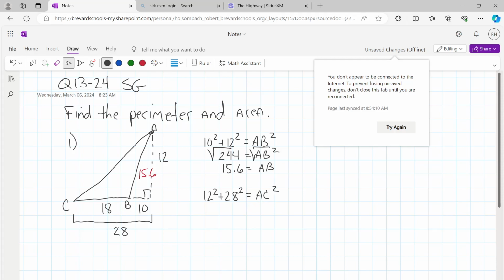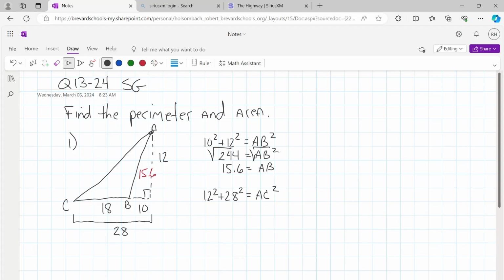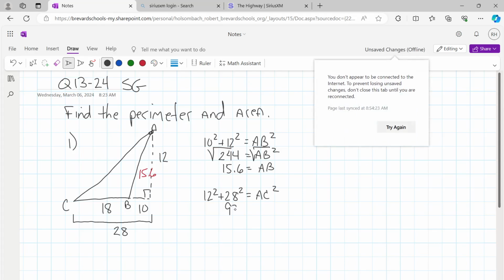12 squared plus 28 squared, 928, equals AC squared. And then we can find the square root of both sides. So 30.5 is equal to AC.